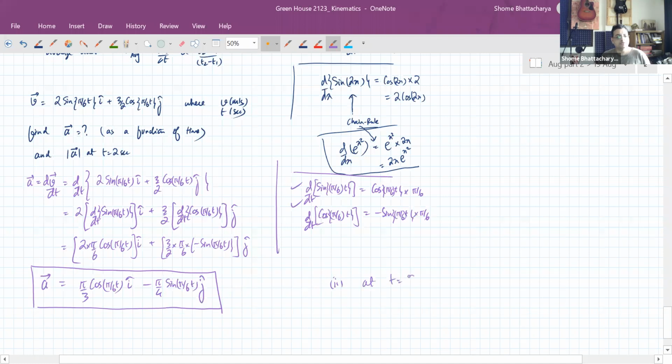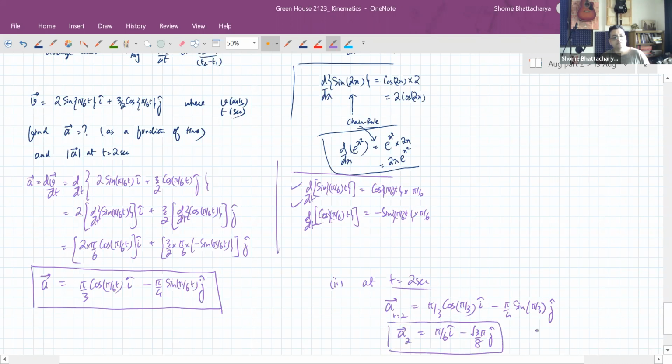At t equal to 2 seconds, the value of the instantaneous acceleration will become pi by 3 cos pi by 3 i cap minus pi by 4 sin pi by 3 j cap. Okay. So that will become, now cos 60 is half, so this will become pi by 6 i cap, and sin 60 is root 3 by 2. So this will become the acceleration in vector form at 2 seconds.